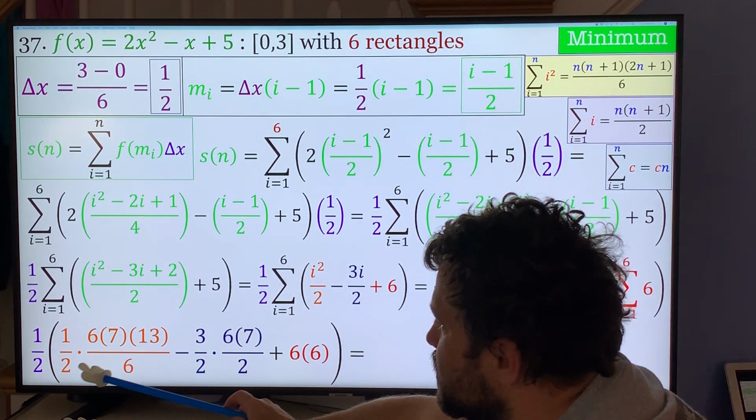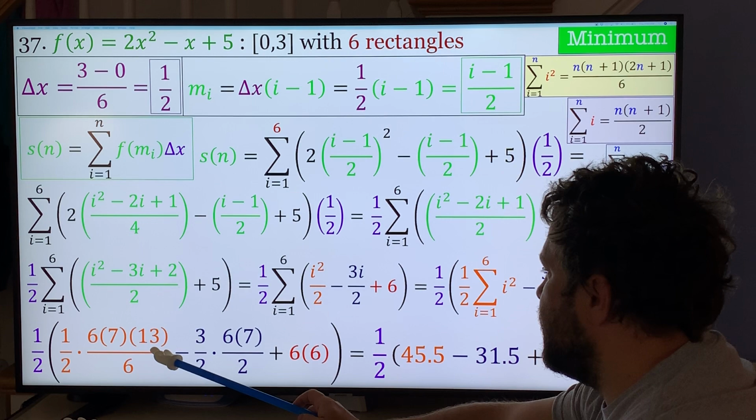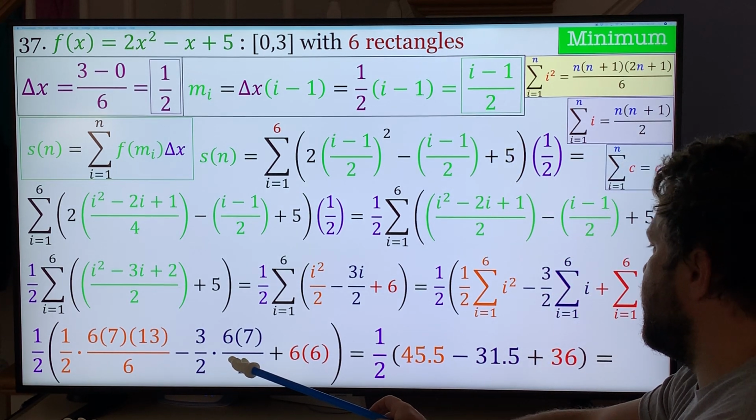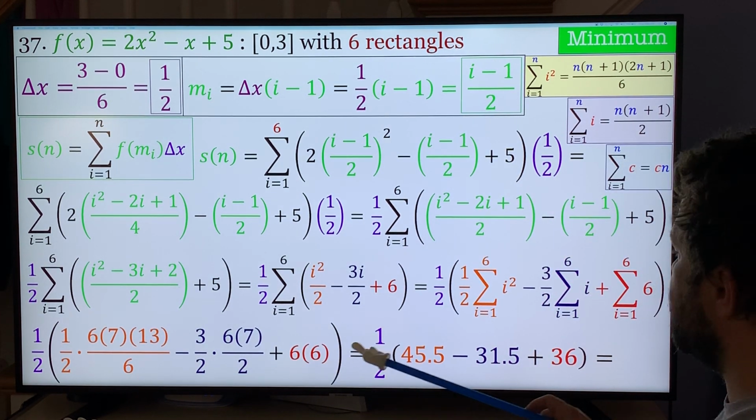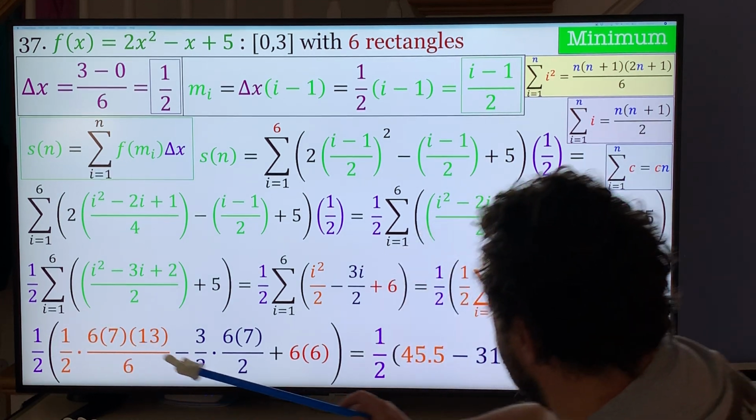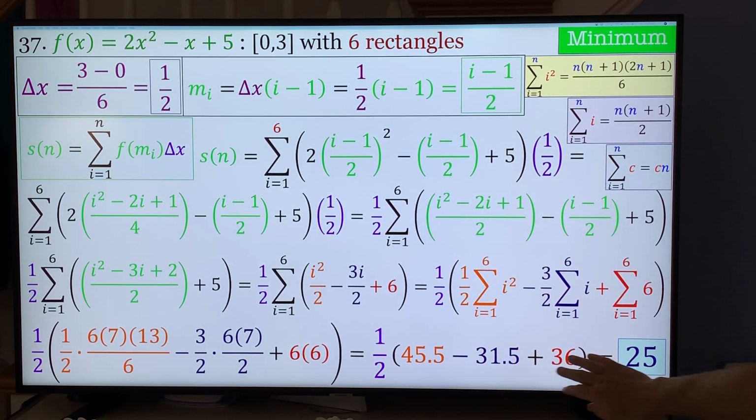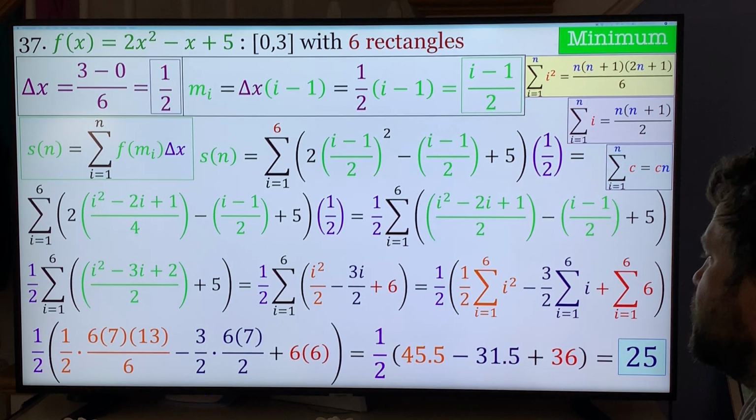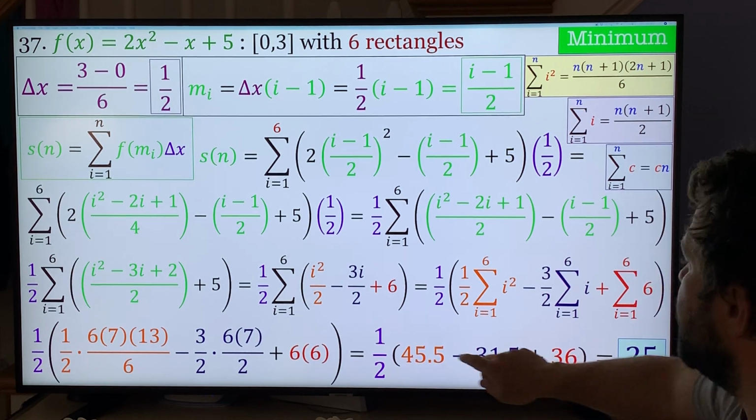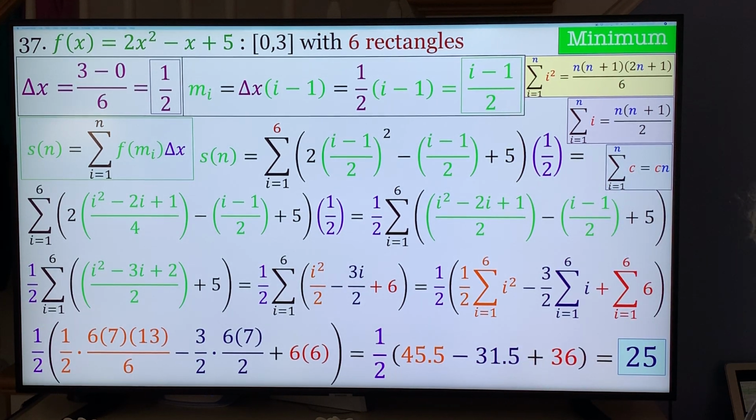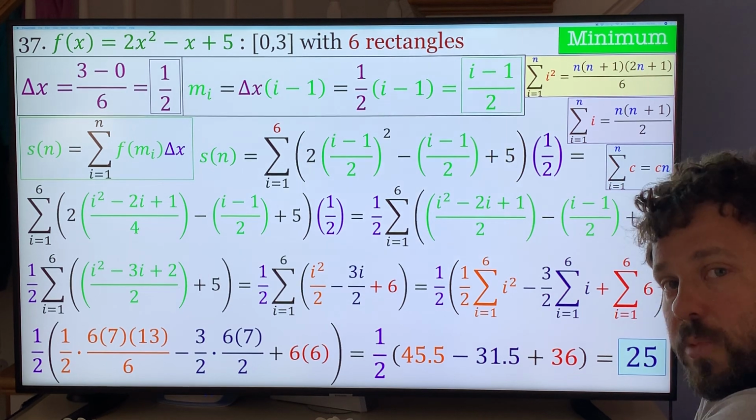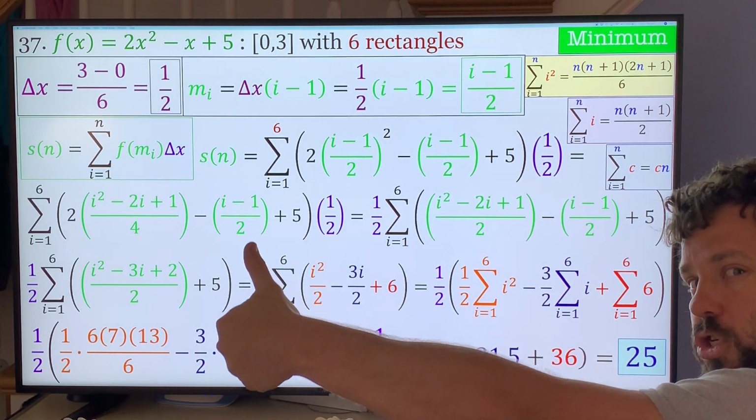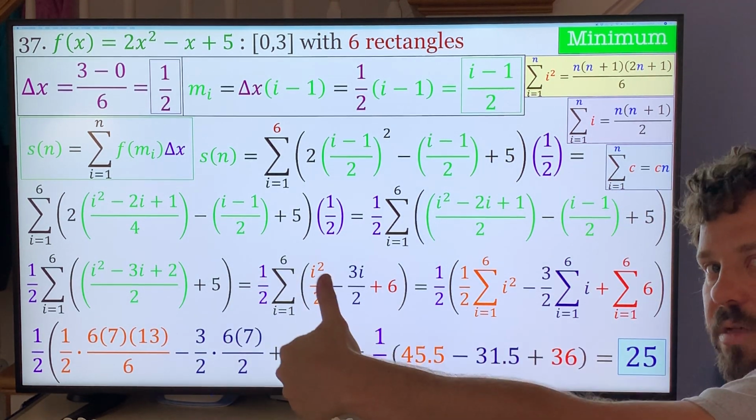Calculator work. 45.5, negative 31.5, 36. You have to take half. Don't forget about this half we did at the beginning. So add these all together and subtract them, and then divide by 2. This becomes 50 divided by 2, which gives you 25 as the answer. We all good? Thumbs up, thumbs down. What do you got? Thumbs up.